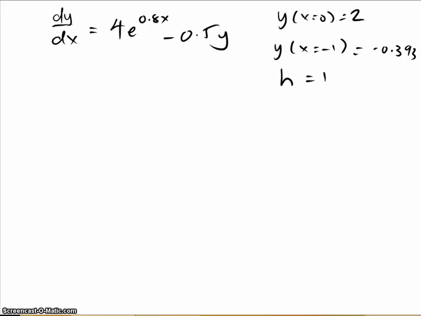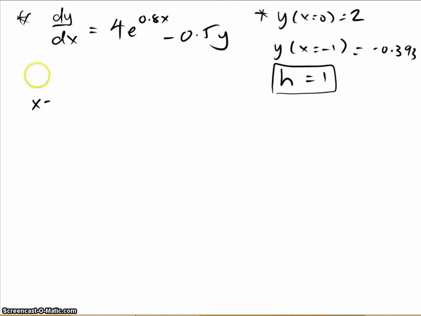Okay, so we'll look at an example now for the application of the Newton-Cotes method. So this is the ODE that we want to solve, and it is subject to these conditions here. So we are asked to solve this ODE with h equals 1. Okay, so what you need to do first is to identify what these values mean.